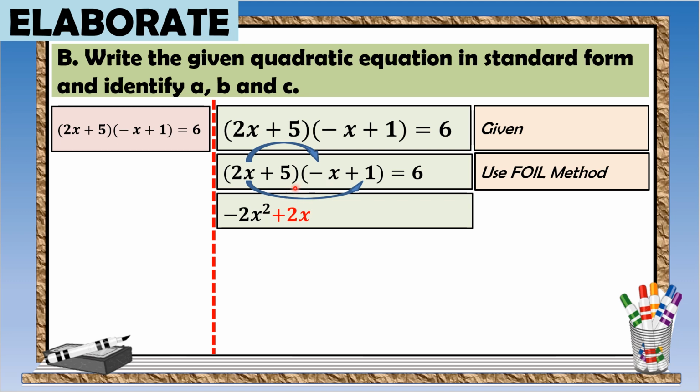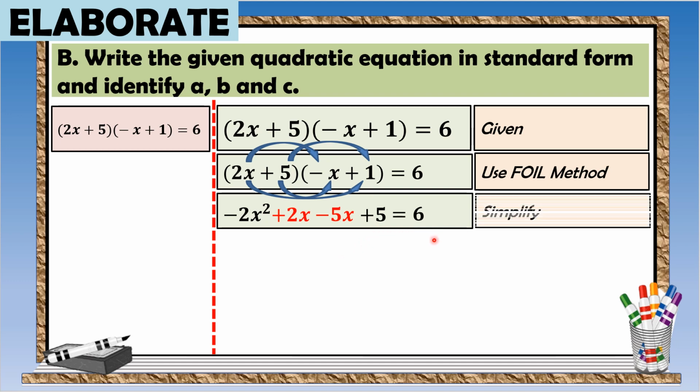Next is the inner term, 5 and negative x, so it gives us the product of negative 5x. And for the last term, 5 and 1, so it gives us positive 5. So that is equal to 6. Now, let us simplify this equation. To simplify, we are going to use the addition property of equality, same as what we did on the previous problem.